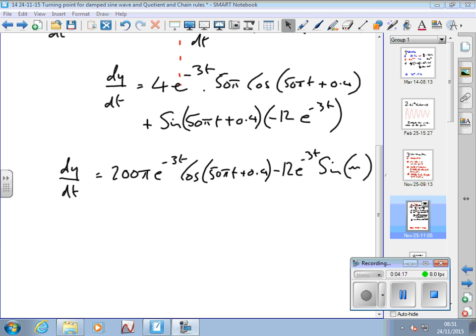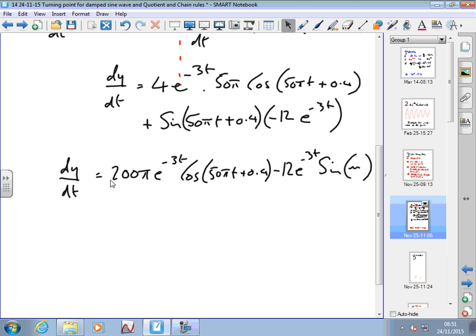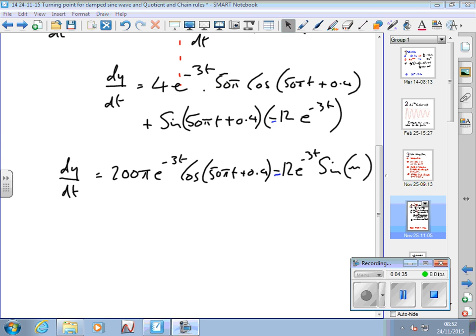So then we simplify and write down this underneath. Just check you can see how this is arrived at. I've multiplied the 50 by the 4, and because this is negative, that makes this negative here, minus 12e to the minus 3t. So we arrive at that.